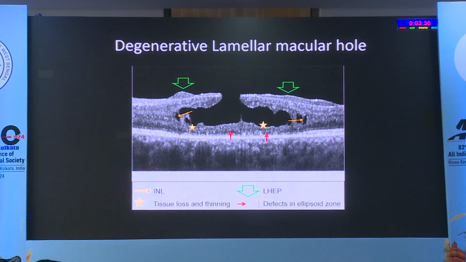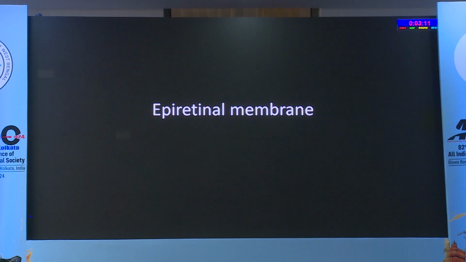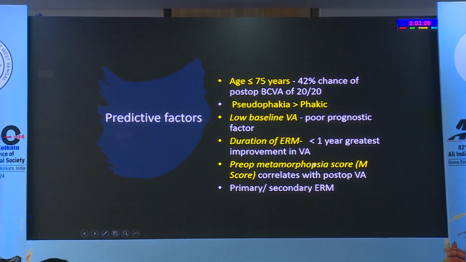Unlike degenerative holes, which may be associated with lamellar hole epiretinal proliferation and others, these tend to do poorly when compared to the tractional holes. So surgery can be considered in lamellar holes if there is a moderate to severe visual impairment. If there is metamorphopsia and the outer retinal layers are intact, one can consider, especially in tractional holes, a surgical maneuver.